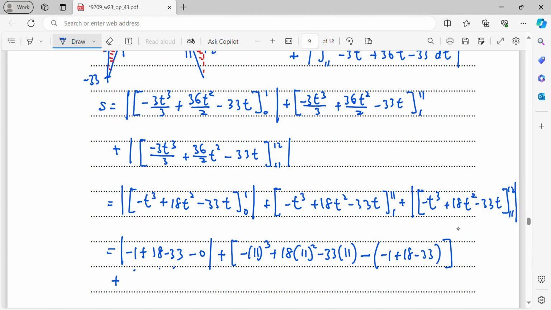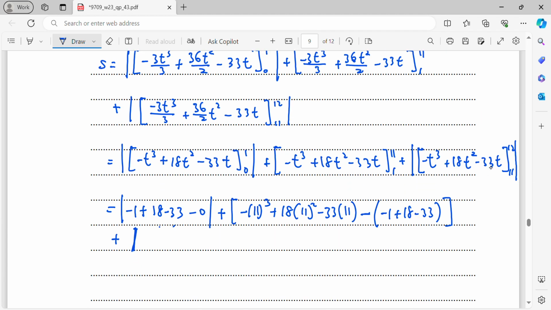Okay, so now, lastly, replace t by 12 first. So I will get negative 12 cubed plus 18 times 12 squared minus 33 times 12. Then you minus whatever value that you have solved in the previous part. That means all this. Okay, because all these are the values when t equals to 11. So I will just copy all this.